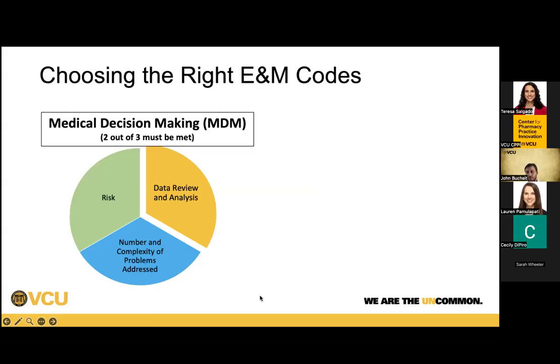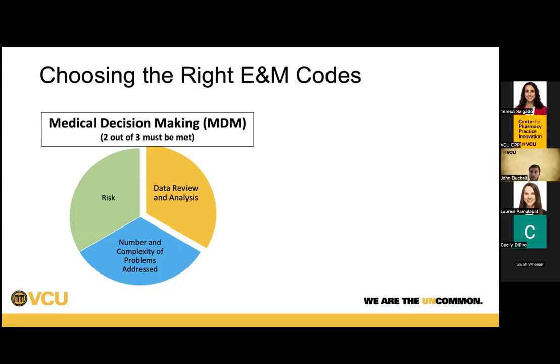So when choosing the right evaluation and management code, these are the codes. Evaluation and management codes are simply codes that providers use to evaluate or manage patients. That's pretty much the definition of those codes. There are two ways to choose the right ones. You can choose them through medical decision making, where you need to have two out of three criteria met: risk, number and complexity of problems addressed, and data review and analysis.